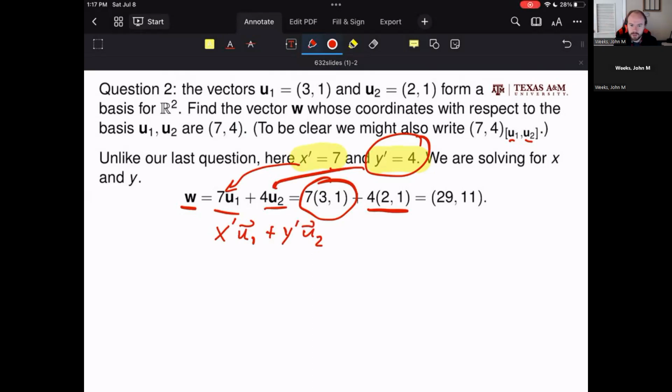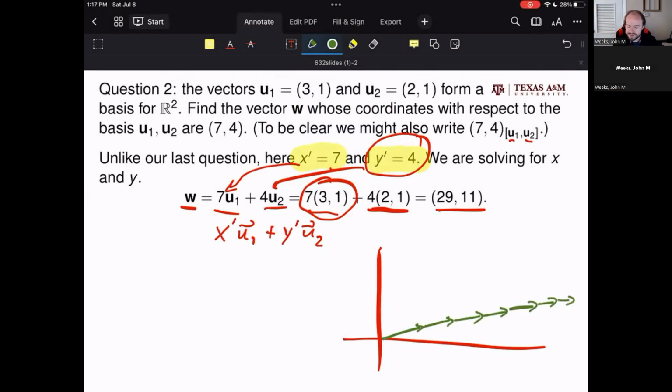We want to go back to our old basis. All we have to do is multiply 7 times 3, 1, and 4 times 2, 1, and that gets us what the vector w is. It's 29 in x and 11 in y. Think of it this way, right? Pictorially, what we're doing is adding the vector 3, 1 to itself 7 times.